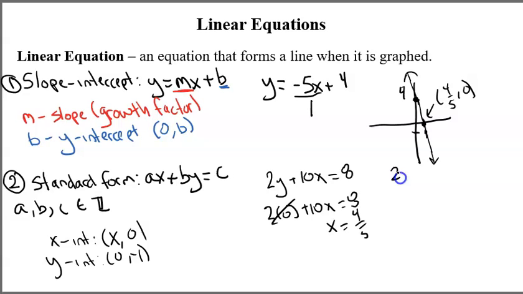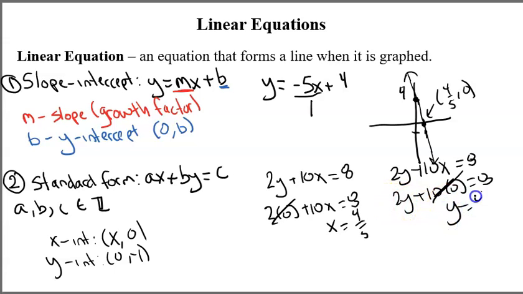Then I do the same thing, but I plug in x equals 0 to find the y-intercept. I get this. This goes away, and then I know 2 times 4 is 8. So that's why this is (0, 4).